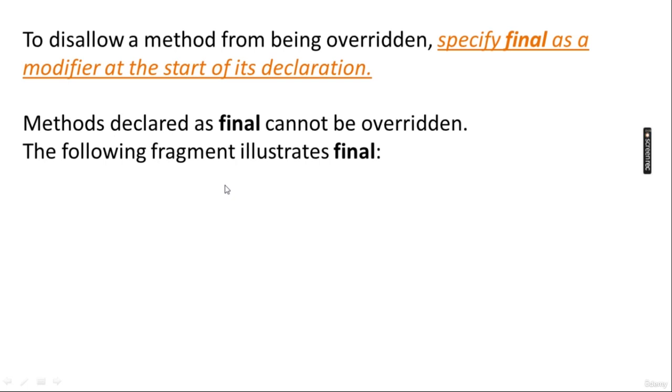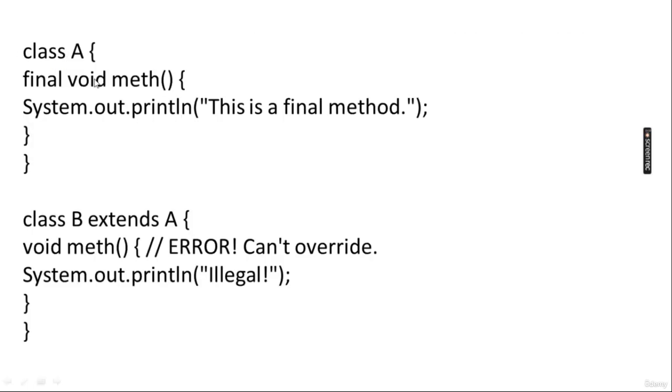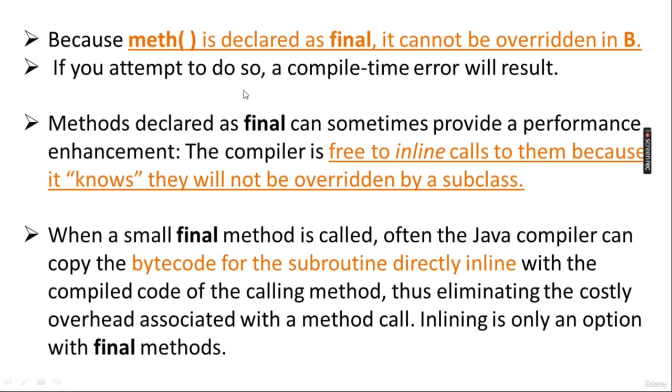The following fragments illustrate what is final. Here class A is there, it is a superclass. It has one method, final void method. This is a final method. Then class B is extending A, inheriting A, and you are trying to override this same method over here and modify the definition of this method. But this is not valid. You cannot override. This gives you a compile time error because final is provided over here. Because the method is declared as final, it cannot be overridden in B. If you attempt to do so, a compile time error will result.